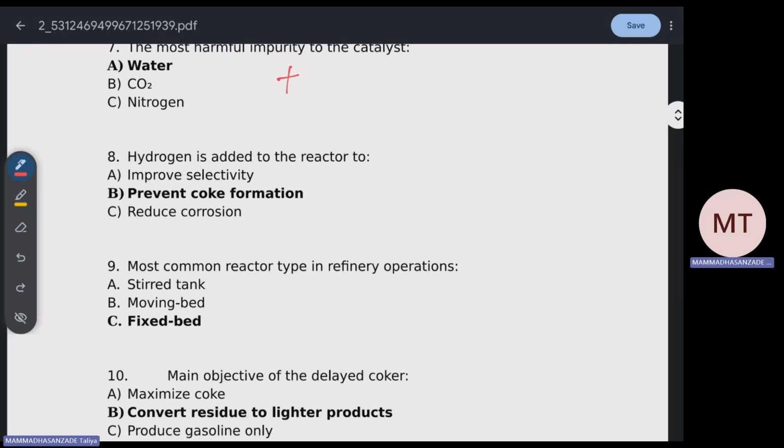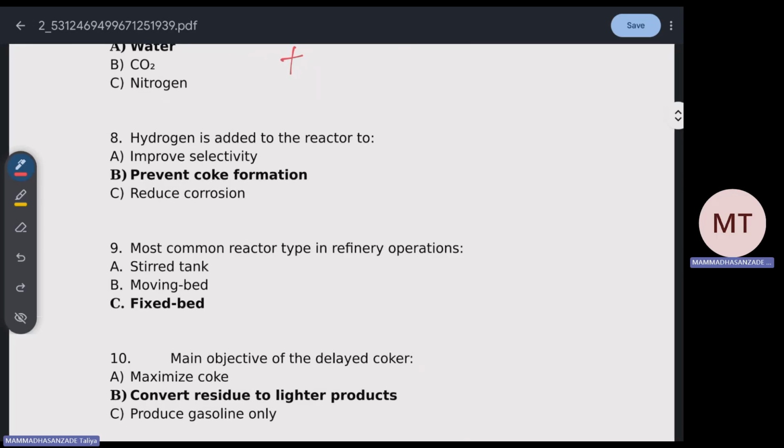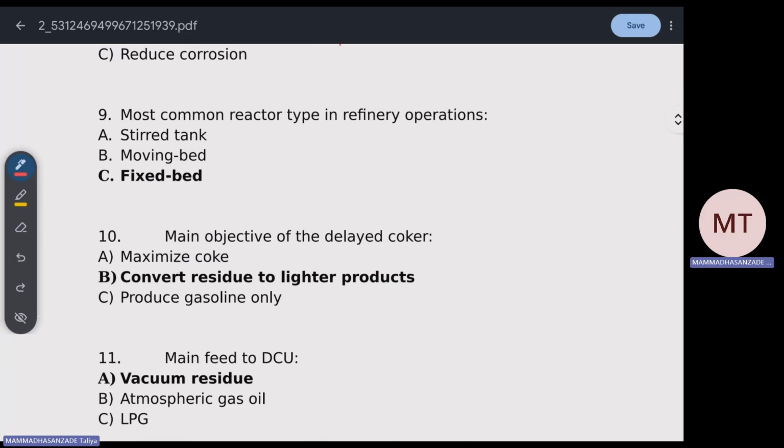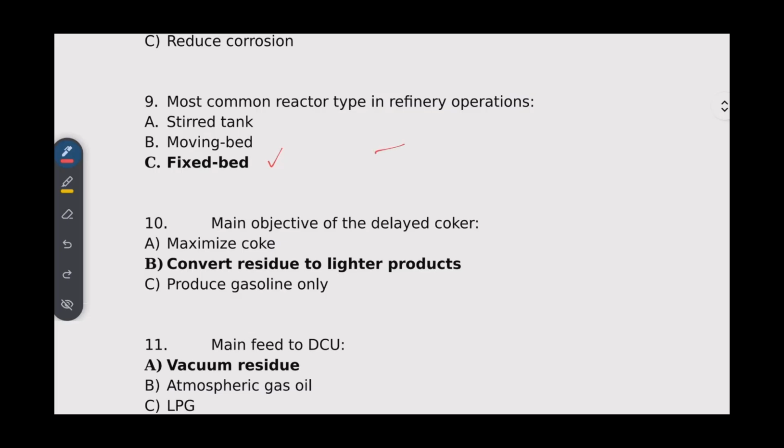Eighth question. Hydrogen is added to the reactor to prevent coke formation, improve selectivity, or reduce corrosion. It's a bit tricky, but the most obvious one from these answers is to prevent coke formation. Actually, we are adding the hydrogen in order to prevent coke formation and also somehow to improve the selectivity in our refinery operations, but the B is correct. Most common reactor type in refinery operations: stirred, moving bed, or fixed, depending on applications again, but I'll also count this as correct, let's say as well, but this is correct.